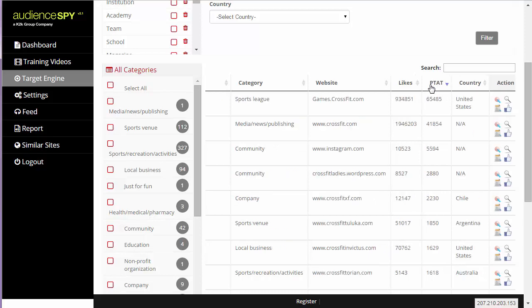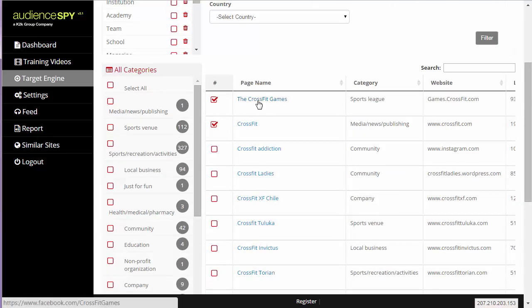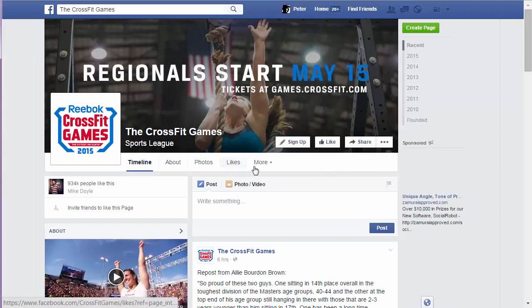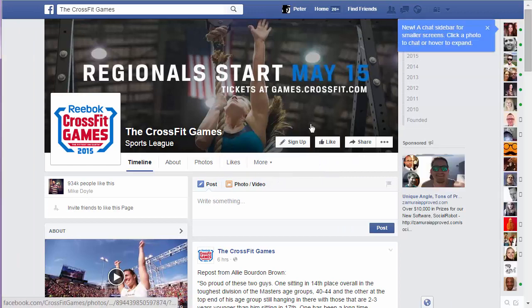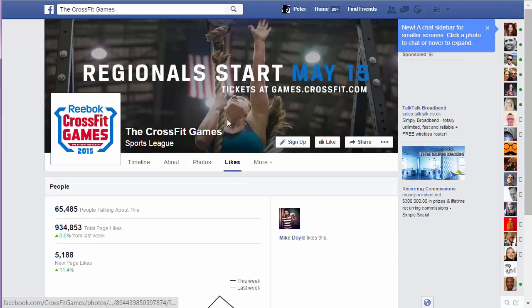Now, to actually get this piece of information, we can certainly do it manually on Facebook. All you've got to do is go to the page and find out wherever the figure is for how many people like it. So 934,000 people like it. Let's have a look, see if it's under that.